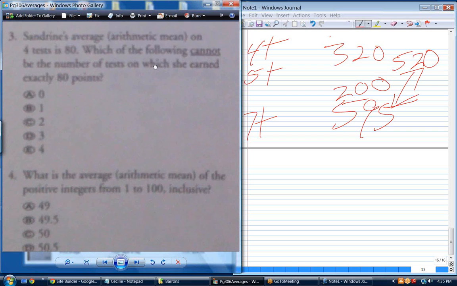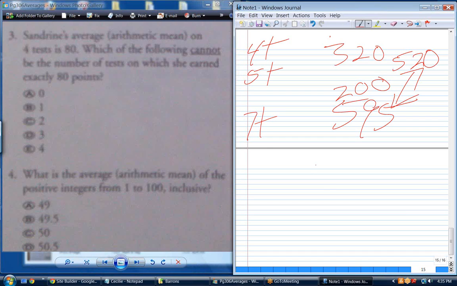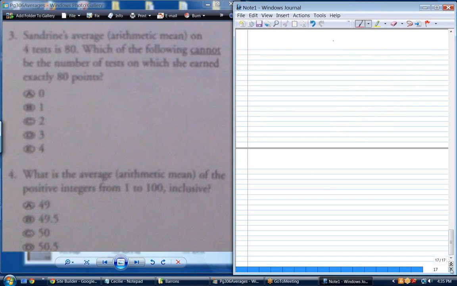So let's do one more average problem and then go to the tests. Okay, so her average on 4 tests is 80, which equals 320. Which of the following cannot be the number of tests on which she earned exactly 80 points? I like this question.